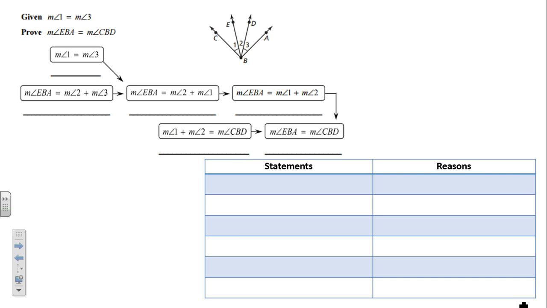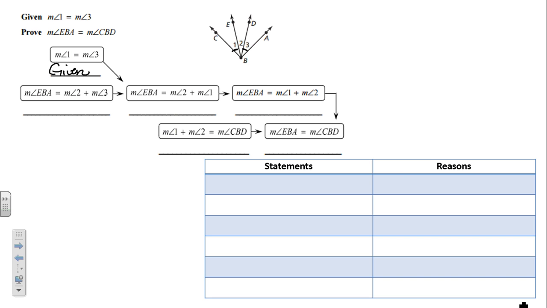We are given the measure of angle 1 is equal to the measure of angle 3. So they nicely gave us this little mark to show that each of those angles are congruent. And why can we say the measure of angle 1 is equal to the measure of angle 3? It's given.